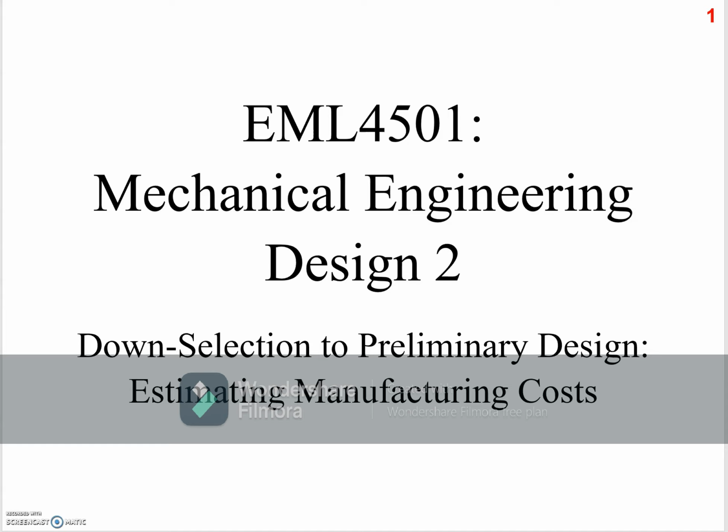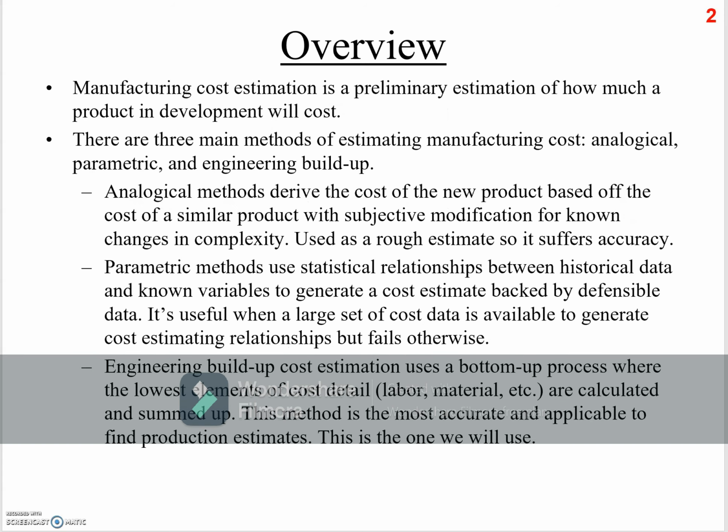On selection to preliminary design, estimating manufacturing costs. So a brief overview. Manufacturing cost estimation is a preliminary estimation of how much a product in development will cost. There are three main methods of estimating manufacturing costs: analogical, parametric, and engineering buildup.